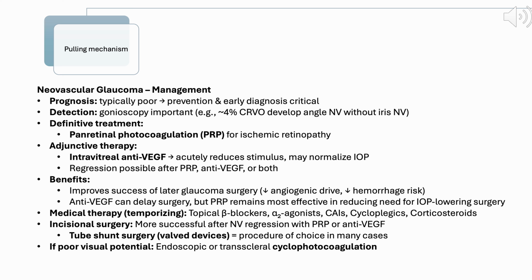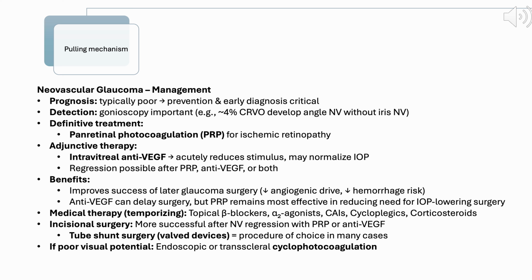Adjunctive therapy with intravitreal anti-VEGF can provide acute regression of neovascularization, sometimes even normalizing intraocular pressure. This effect is often enhanced when combined with PRP. The major benefit of anti-VEGF is that it improves the success of later glaucoma surgery by lowering angiogenic drive and reducing intraoperative hemorrhage risk. In the short term, topical medications such as beta blockers, alpha-2 agonists, carbonic anhydrase inhibitors, cycloplegics, and even corticosteroids may help reduce intraocular pressure or inflammation, but these are temporizing measures.